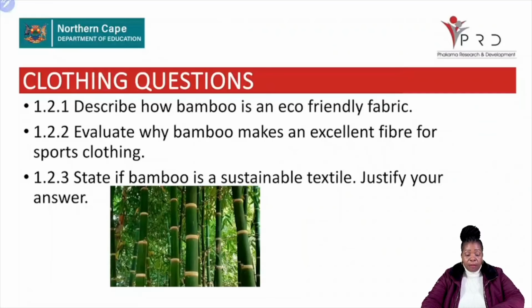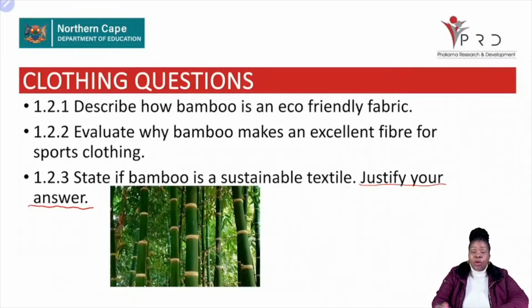Welcome back, learners. Our first question is 1.2.1: describe how bamboo is an eco-friendly fabric. 1.2.2 says: evaluate why bamboo makes an excellent fiber for sports clothing. And 1.2.3 reads: state if bamboo is a sustainable textile, and then justify your answer. There is another question again with a part 1 and part 2.